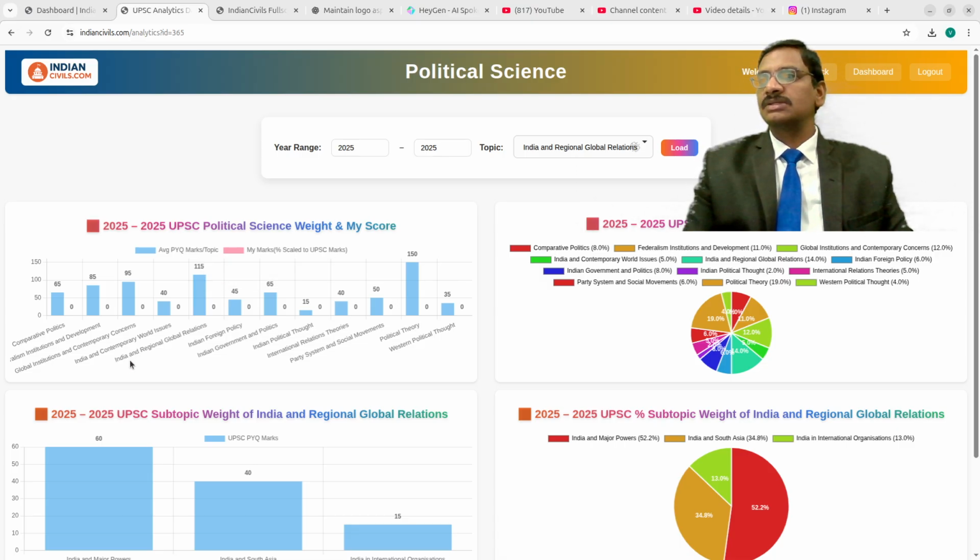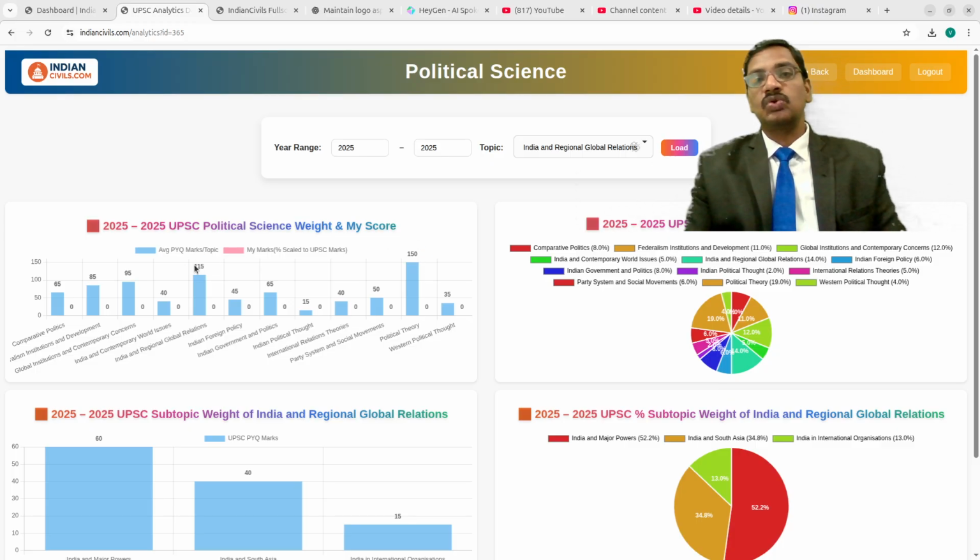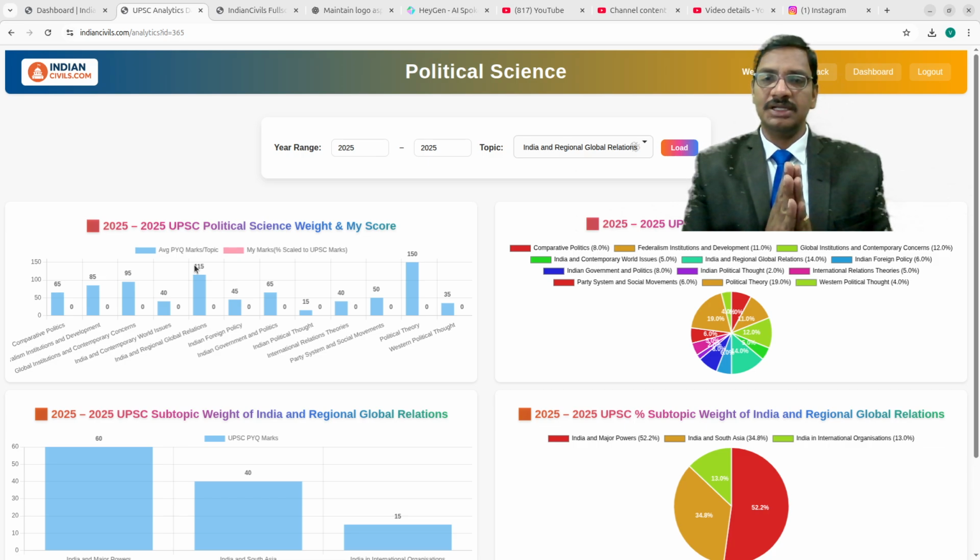And another is India and regional global relations. This topic, the international relations part, again is getting the highest score. So political theory is 150 marks and international relations is 115 marks, right? So these 2 topics are covering very, very high weightage. That's why if you focus more on this, obviously you get very good score in this particular area.